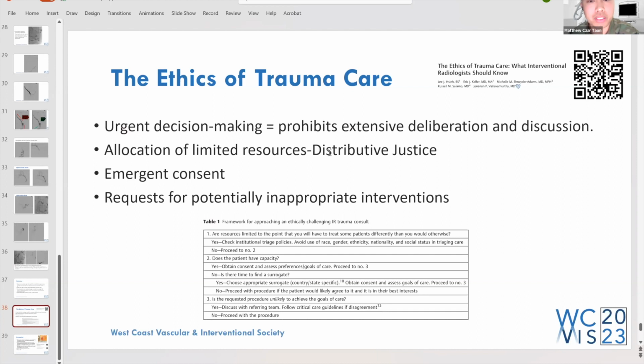That takes us to the concept of distributive justice. Make sure you're trying to care for the best case scenario despite multiple casualties. You're also getting emergent consent. So this article here from one of my mentors, Dr. Vairavamurthy. Very helpful framework here.